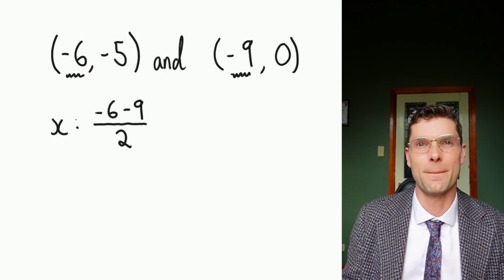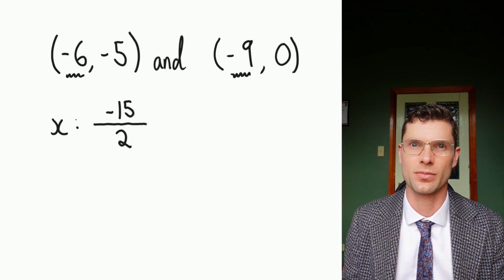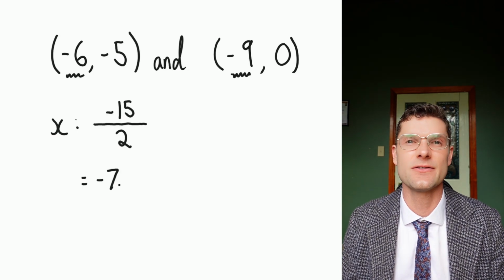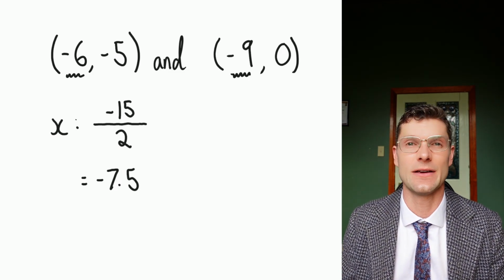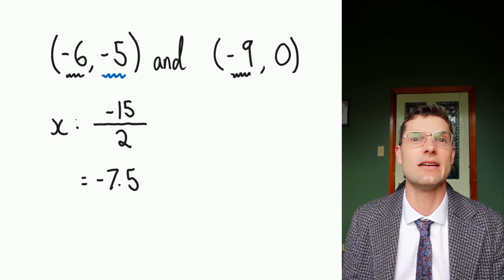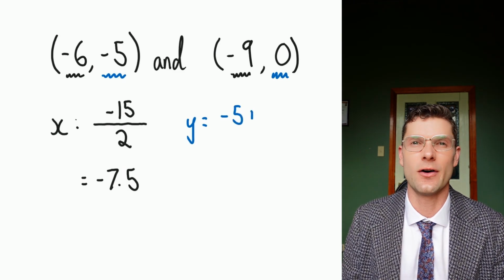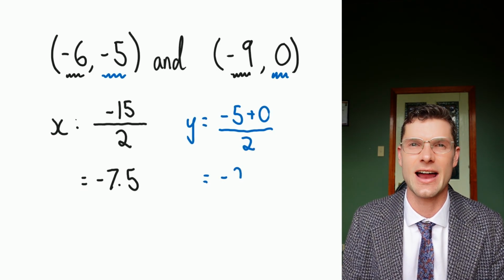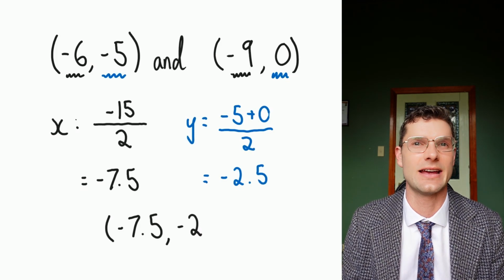So -6 minus 9 is equal to -15 divided by 2. Half of 15 is 7.5, and because it's a negative, my answer for this x is -7.5. Then the same thing for the y's. What number's in between -5 and 0? It's going to have to be -1, -2, -3, or -4. -5 divided by 2 is -2.5, which fits into my guess before I even got started. And now my midpoint is just -7.5, comma, -2.5.